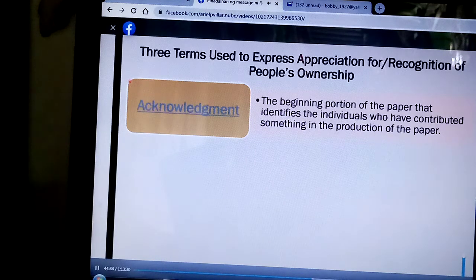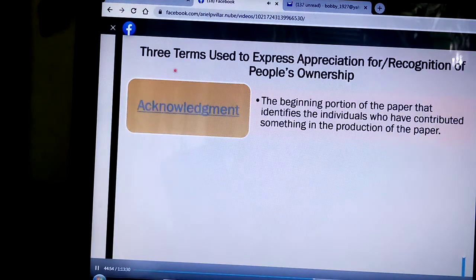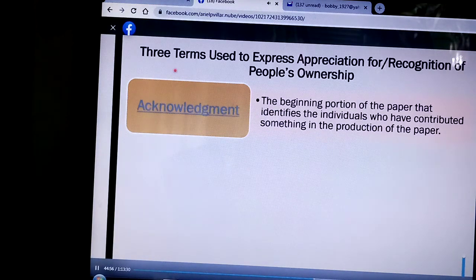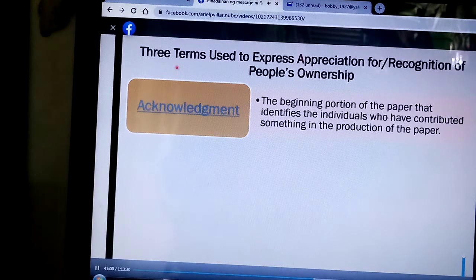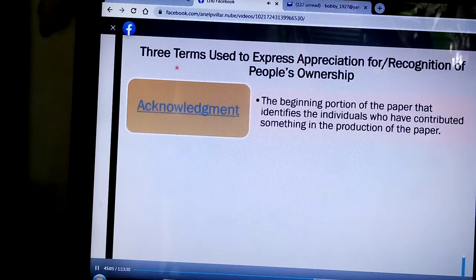where you do the melodramatic, ito madrama po ito. Ito po yung binabanggit nyo. You mention all of the people who contributed in the completion of your paper, which is tinatawag nating acknowledgement page. No, you acknowledge your parents. No, you acknowledge the help of our Lord Jesus Christ for helping you, and all of the people who helped you in finishing your study.